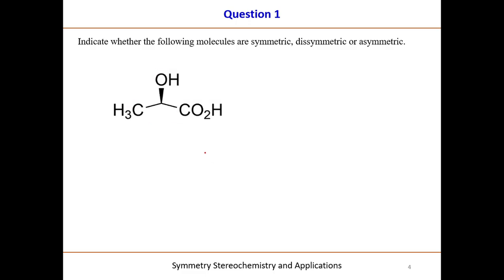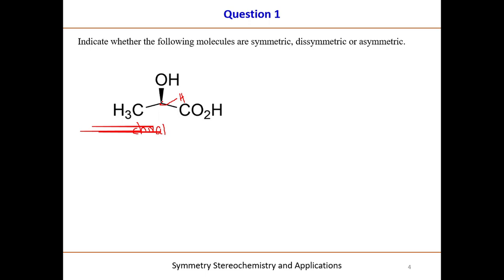Now let's talk about this example. Here you can see this carbon has four different substituents, which means it is a chiral center. This molecule has one chiral center. Then we have to check the SN axis and the C2 axis.